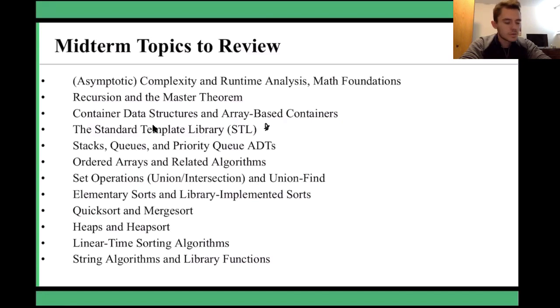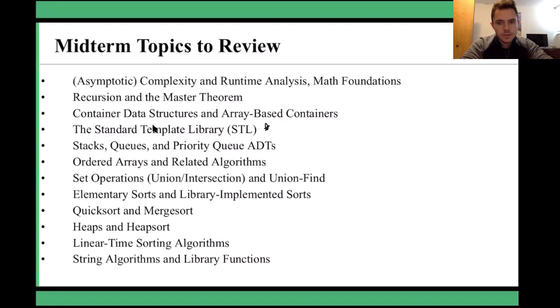Stacks, queues, and priority queues. We did a lot of these with the projects, but understanding them from a conceptual standpoint is important. Ordered arrays, so understanding the different algorithms with ordered arrays. Then also similar to that, set operations with union and intersection, and union find. That's what we went over last lab.